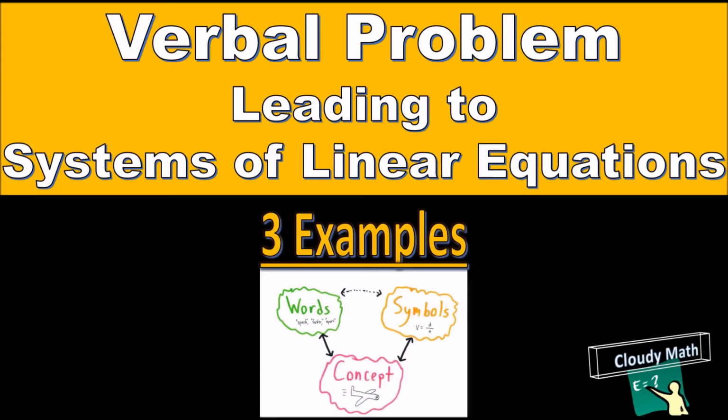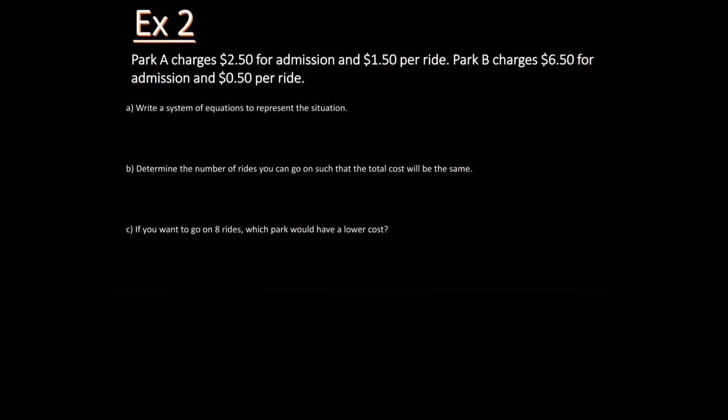Let's continue from our last video. Park A charges $2.50 for admission and $1.50 per ride. Park B charges $6.50 for admission and 50 cents per ride. Question A. Write a system of equations to represent the situation.